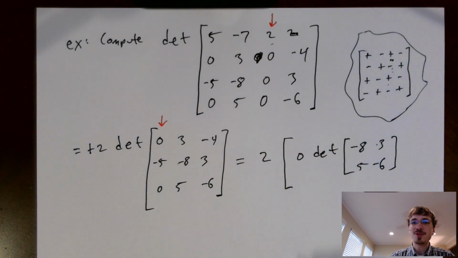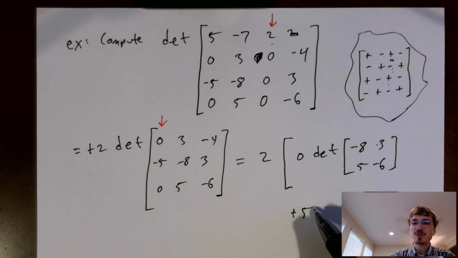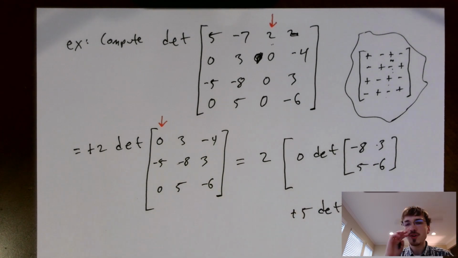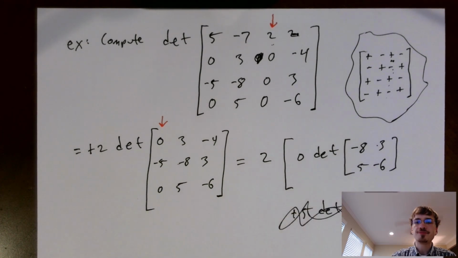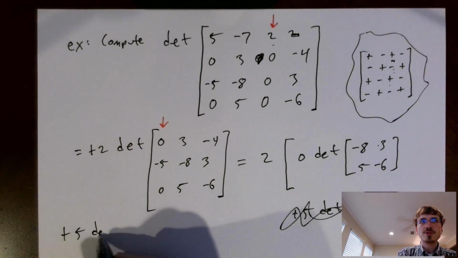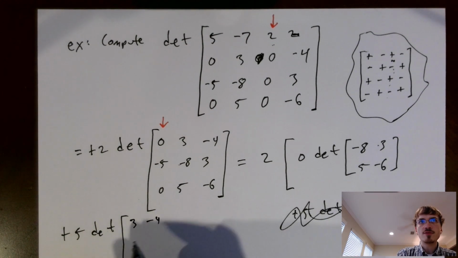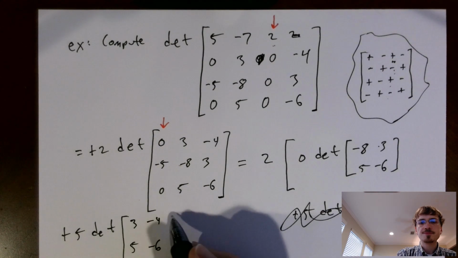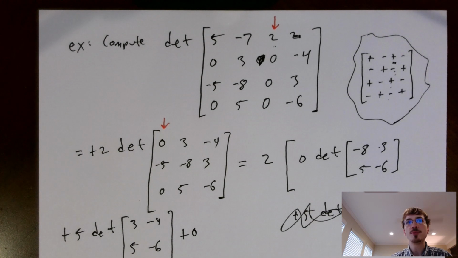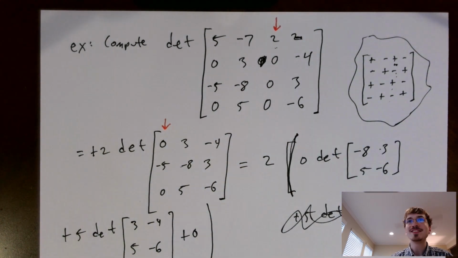Hope you see where this is going. Minus, so +5, so minus -5 is +5, times the determinant of the matrix 3, -4. Ooh, I'm off the screen here. Sorry about that. Let me wrap around. +5 times the determinant of 3, -4, 5, -6. Right? And then plus zeros times some other determinant. Yeah? It'll get pretty nasty there.